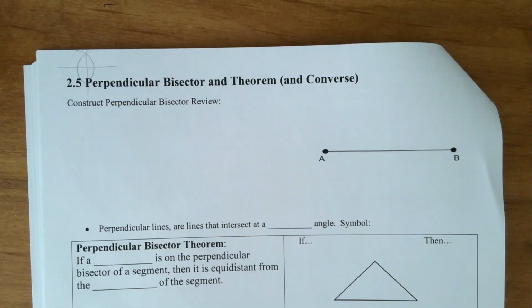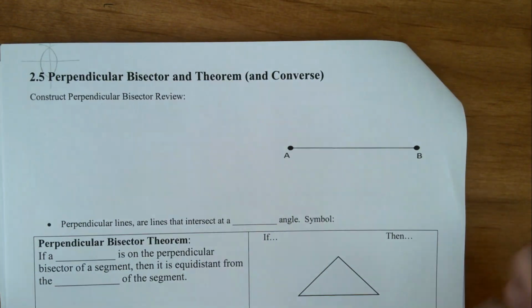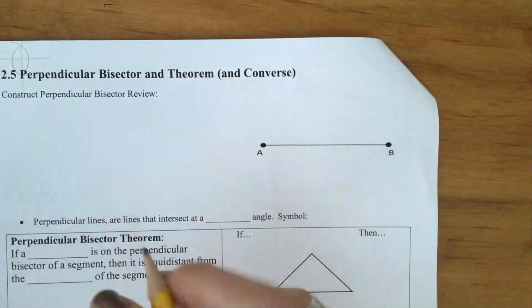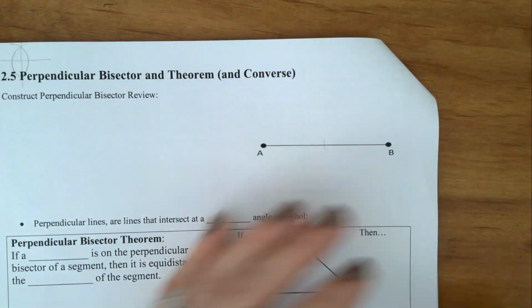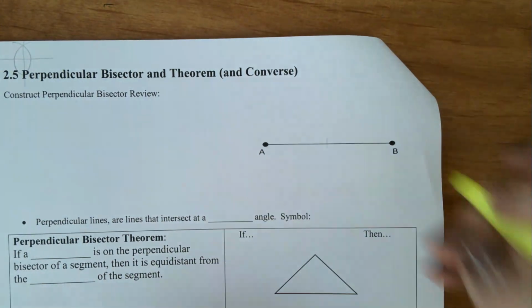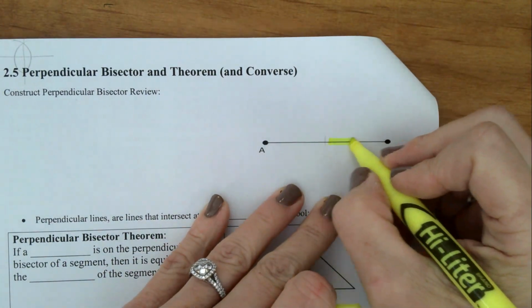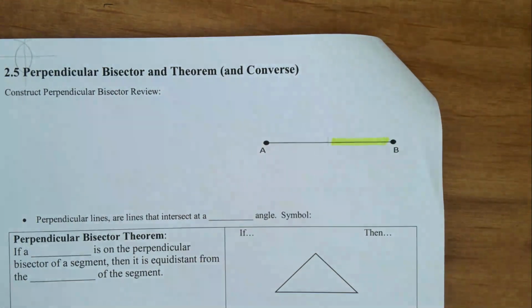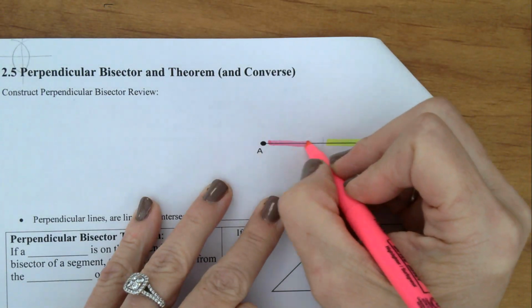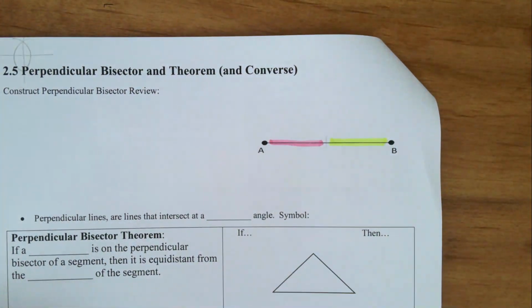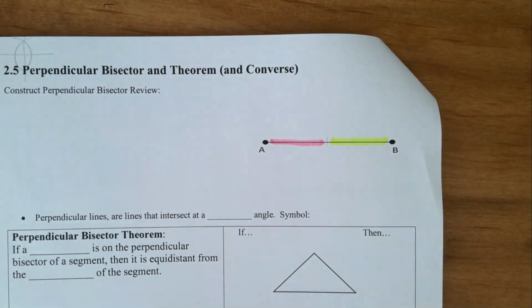All right. So let's review that perpendicular bisector. Okay, here's my segment. First of all, kind of eyeball where you think the middle is. And then on this side, I'm going to highlight that yellow. On the other side, I'm going to highlight it pink. You don't have to, but for my demo, I'm going to do that for you. It'll be easier for you to see.